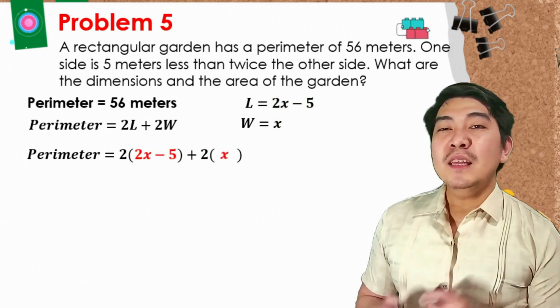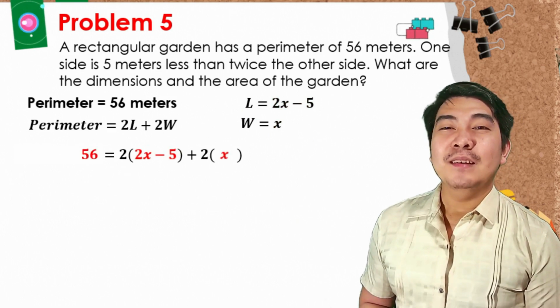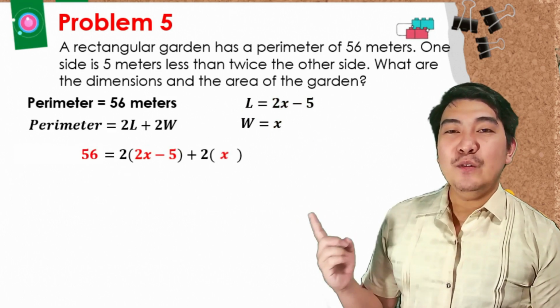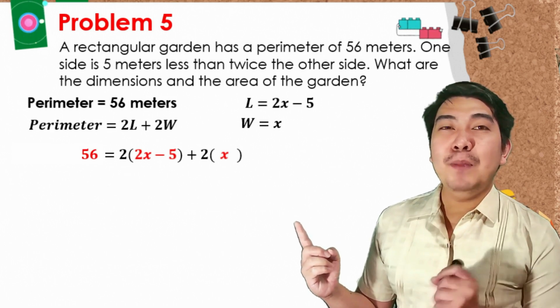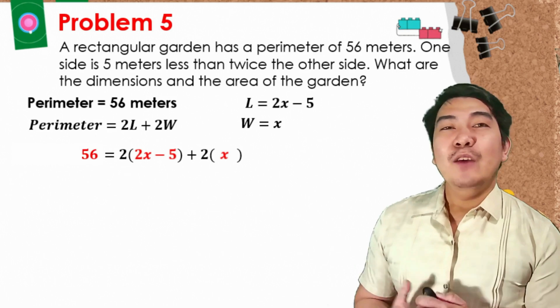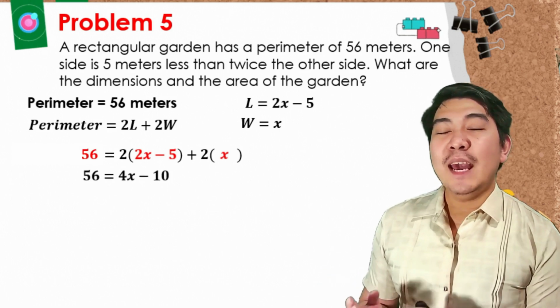Okay? Remember that the perimeter is 56 meters. So palitan na rin natin siya. There. So that is why we have 56 is equal to 2 times the binomial 2x minus 5 plus 2 times x. If we are going to simplify further, we now have 4x minus 10.